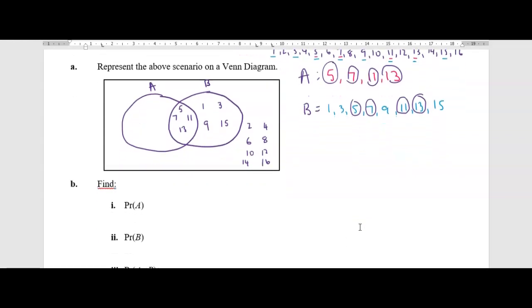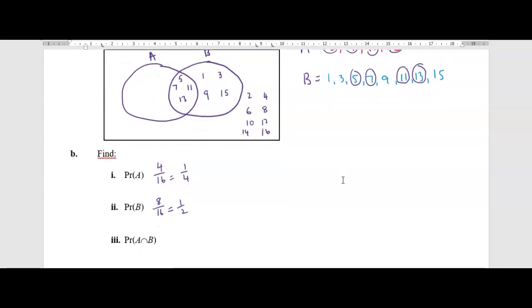All right, so the probability of A, so we've got 16 numbers. 4 of them fit into the probability of A, so it's going to be 4 over 16. Let's just simplify that to a quarter. The probability of B, so we've got 1, 2, 3, 4, 5, 6, 7, 8. So 8 over 16, which is equal to a half. The probability of A and B, so that's the intersection here. So 5, 7, 13 and 11. So that's going to be 4 over 16 again, which is a quarter.